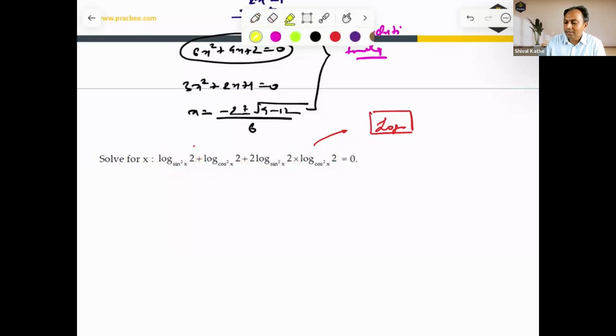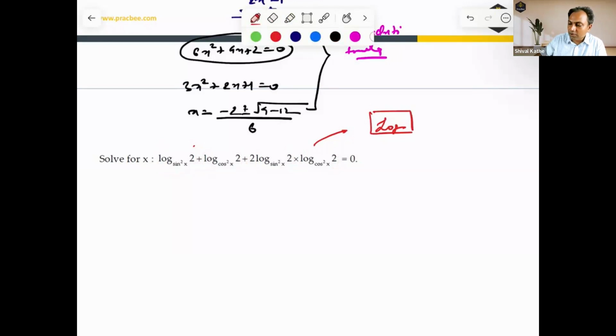When you have to apply any property of log, what is important? Sarah, what is important when you want to apply any property of log? Base. Base needs to be same. The first step in any question of log you should approach is basically the base should be same, otherwise you cannot do anything.